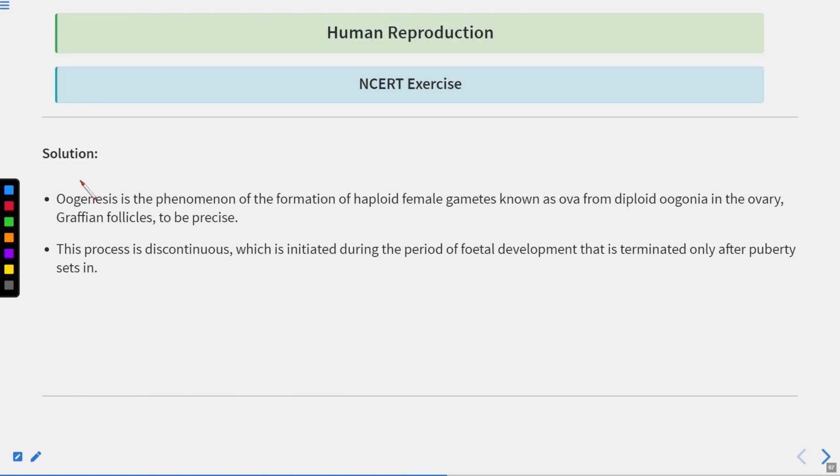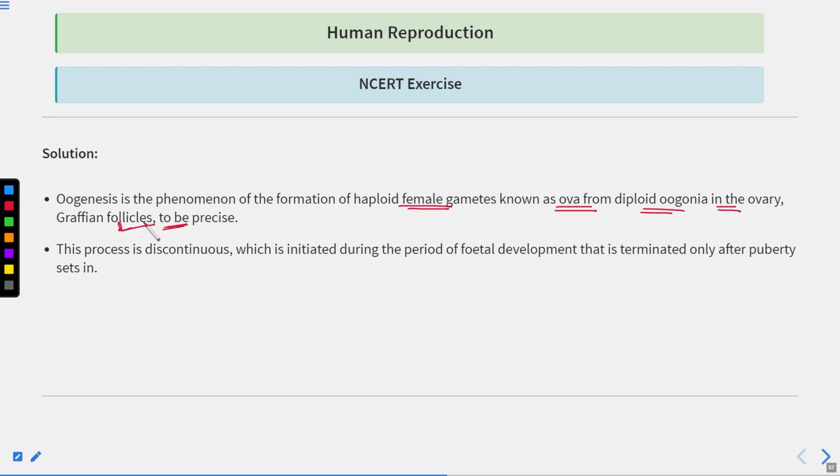Now let's have a look at the answer. Oogenesis is the phenomenon of the formation of haploid female gametes, which are known as the ova, from the diploid oogonia in the ovary. Clear? Graafian follicle to be precise. So this ova is present in the Graafian follicles. Clear? Because after the rupture of the Graafian follicles, there is the release of the ova.